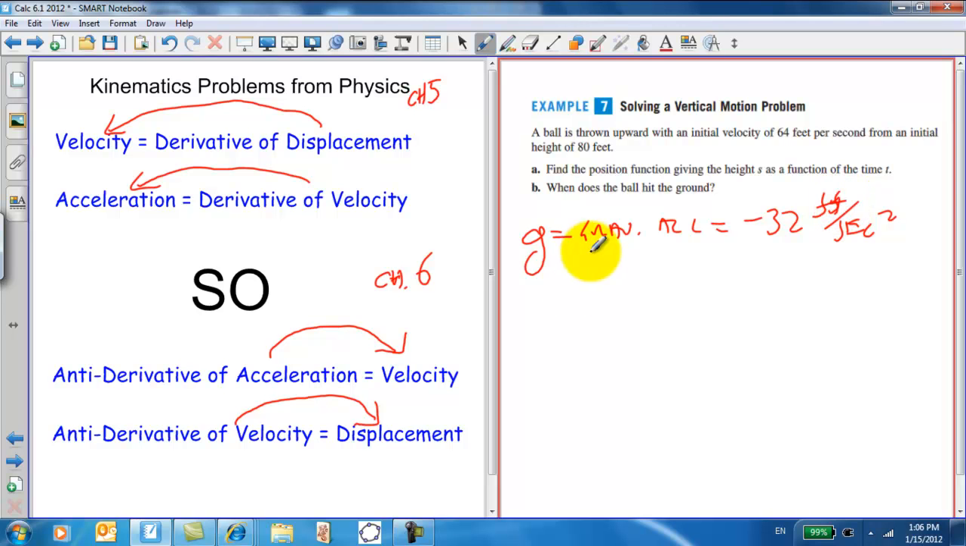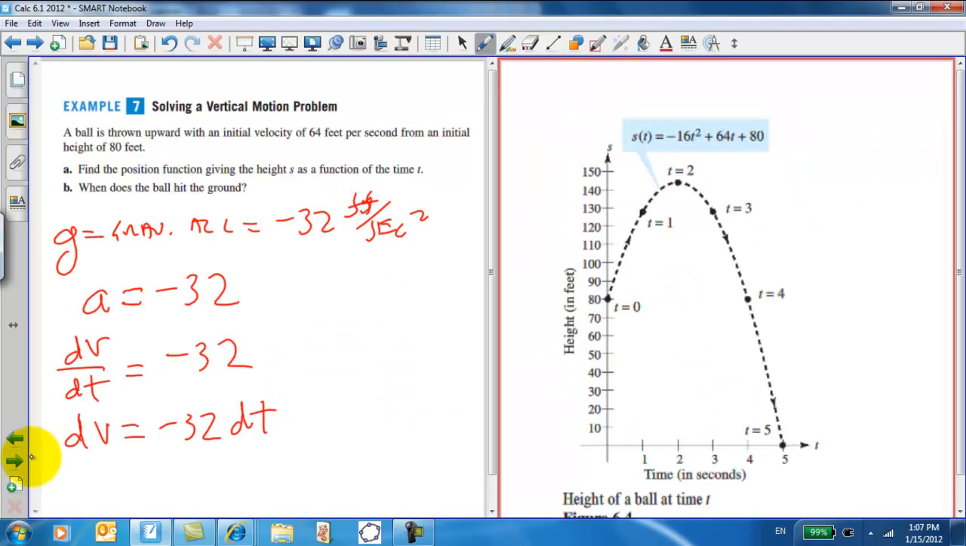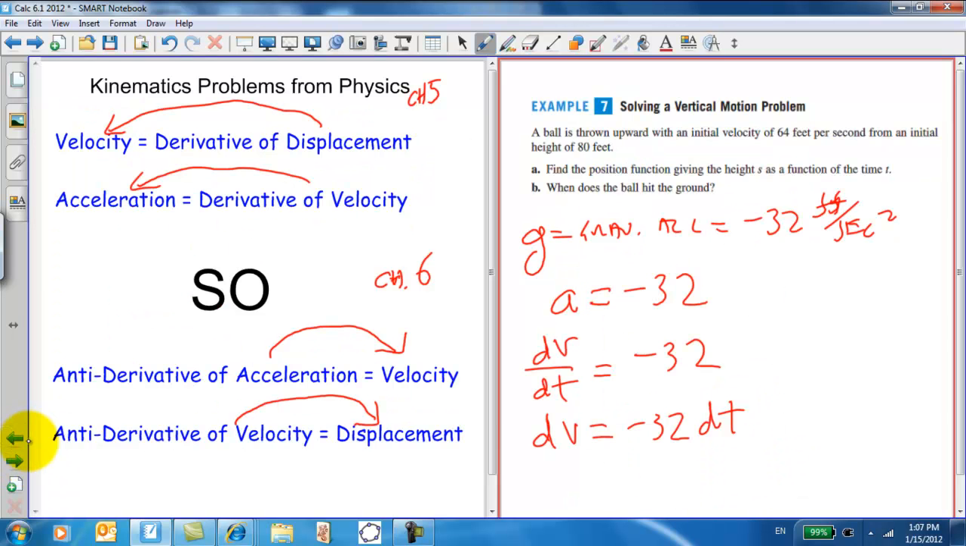But basically then, you're told that acceleration equals negative 32. Acceleration is the derivative of velocity with respect to time. So that's equal to negative 32. So we're setting up for a first differential equation here. dv equals negative 32 dt. And I'm going to take the antiderivative of both sides. Let's get a little, we need a little more space.